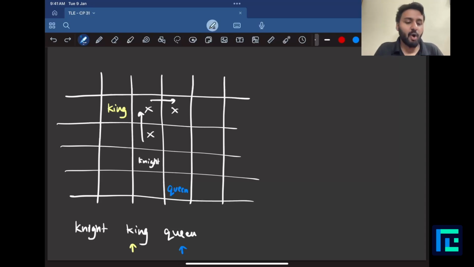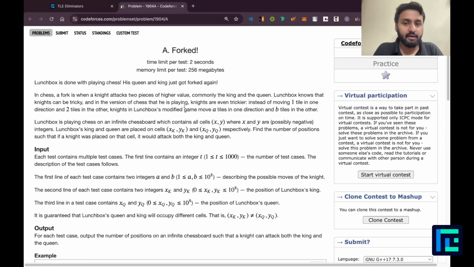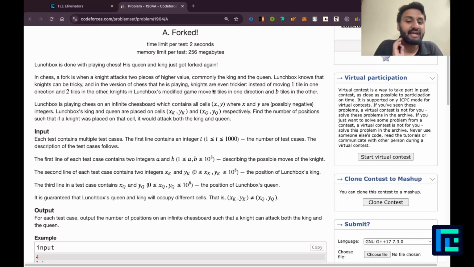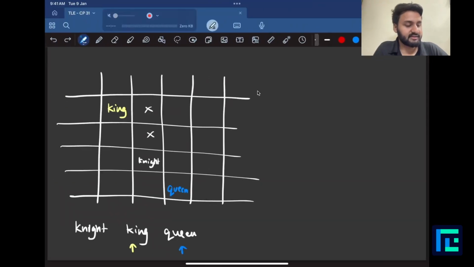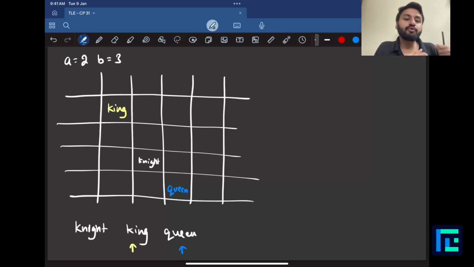Now this problem is generalizing that: you have a knight, but the knight's movement is tricky. It can move A tiles in one direction and B tiles in the other direction. So let's just say I have A as 2 and B as 3. That means I can choose to move 2 tiles in one direction, maybe I go up 1 and 2. And then let's say I want to move 3 tiles in the other direction. So maybe 1, 2 and 3. So this sort of movement I've done is kind of tricky, and now the knight has come to this position. The knight is standing at this position. So we can understand that this knight is a bit tricky. It moves A tiles in one direction, B tiles in the other direction.